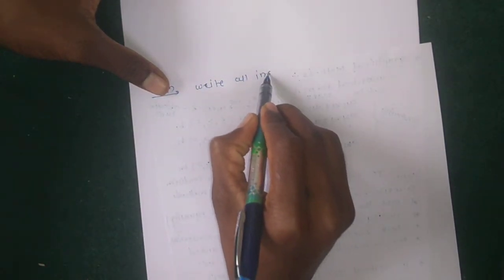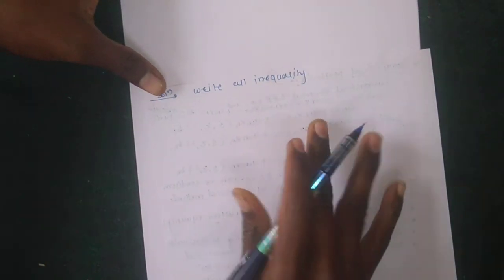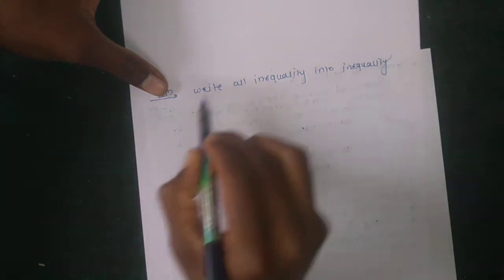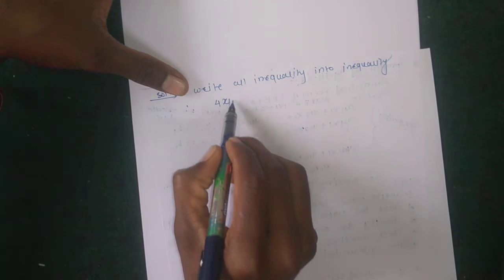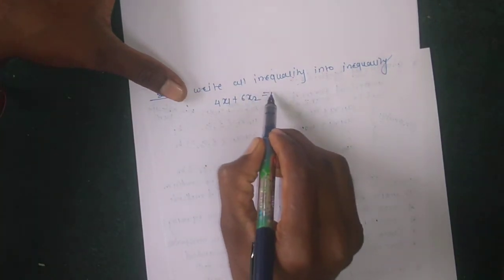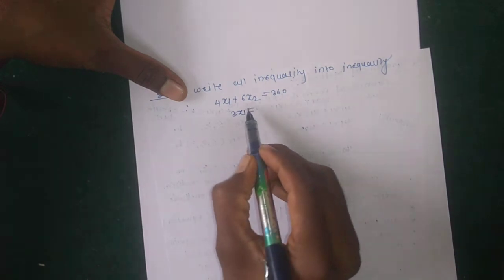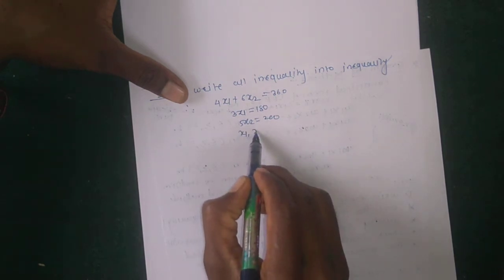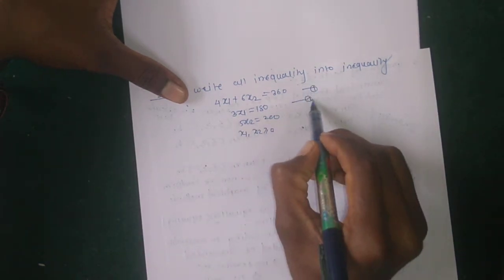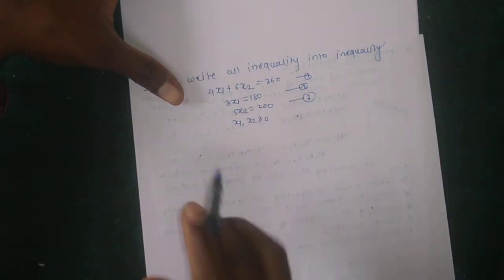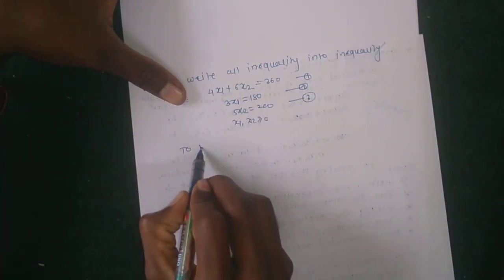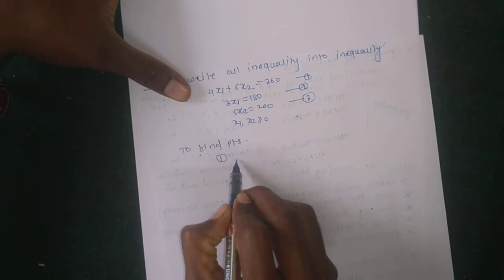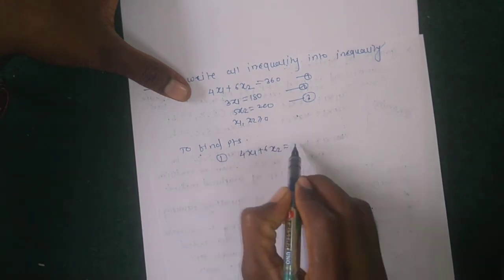Write all inequalities as equalities. Therefore 4x1 plus 6x2 is equal to 360, then 3x1 is equal to 180, then 5x2 is equal to 200, and x1 and x2 are greater than or equal to 0. This is equation number 1, this is equation number 2, and this is equation number 3. Now to find the points, first take 4x1 plus 6x2 is equal to 360.